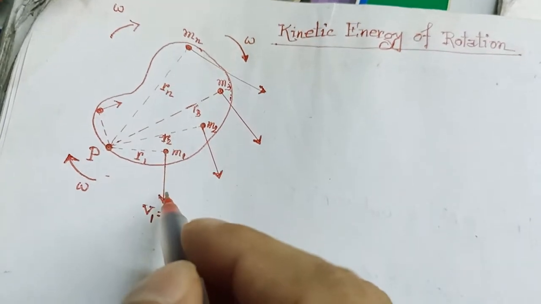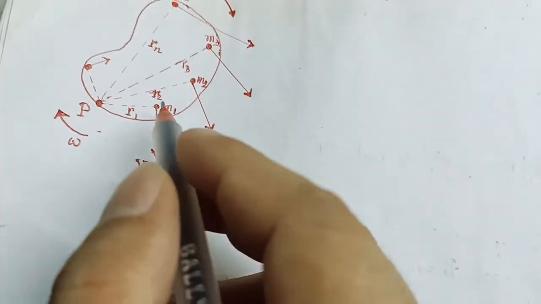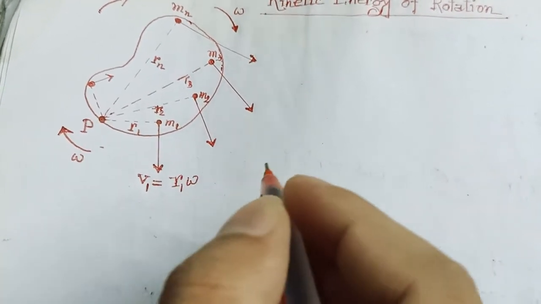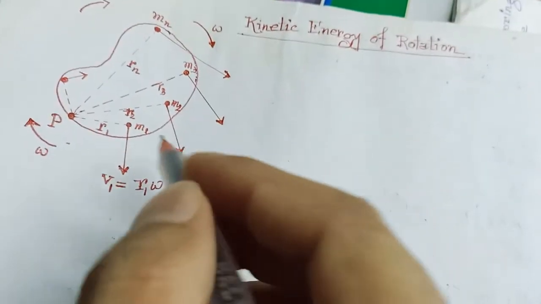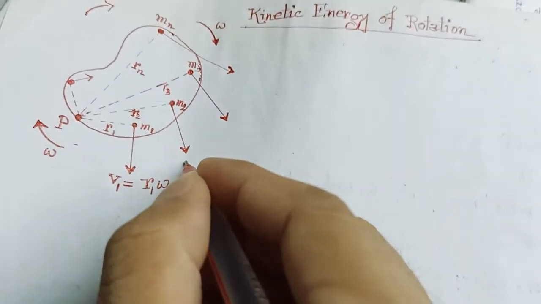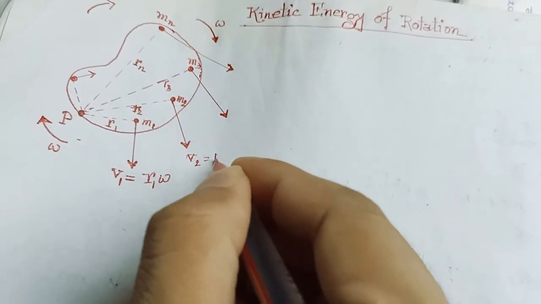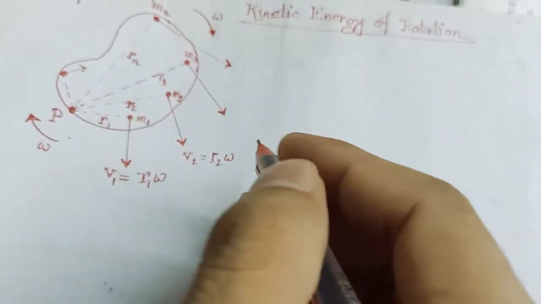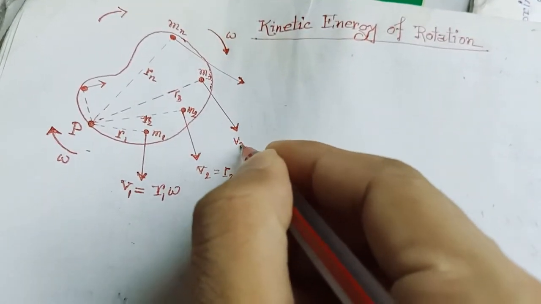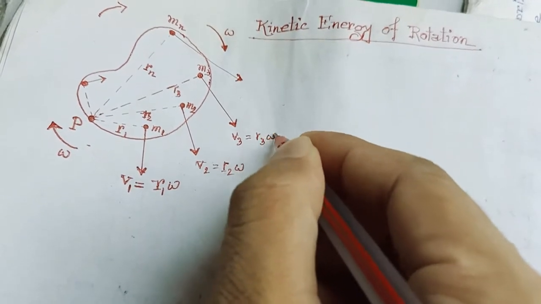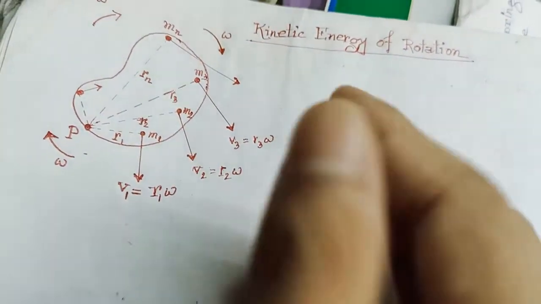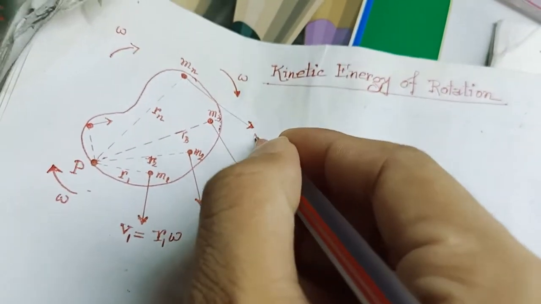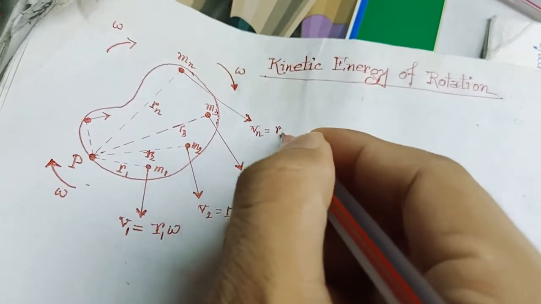So the linear velocity of the particle of mass m1 will be v1 equal to r1 omega. Similarly, the velocity of the particle of mass m2 will be v2 equal to r2 omega. Similarly, the linear velocity of the particle of mass m3 will be v3 equal to r3 omega, and likewise the velocity of the particle of mass mn will be vn equal to rn omega.